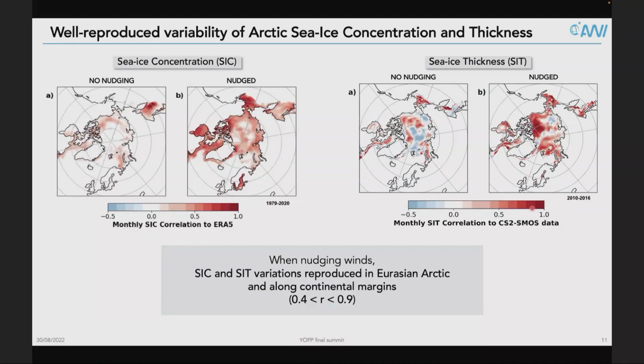We also checked that the nudging allows us to capture the variability of Arctic sea ice. We did this by plotting the correlations between the simulated and the observed sea ice concentration and sea ice thickness, without nudging and with nudging, for both parameters. And what we could see is that when we nudge, we have much higher correlations, especially along the continental margins, compared to without nudging.